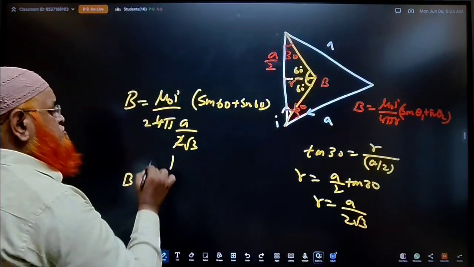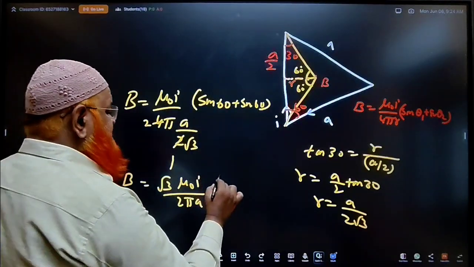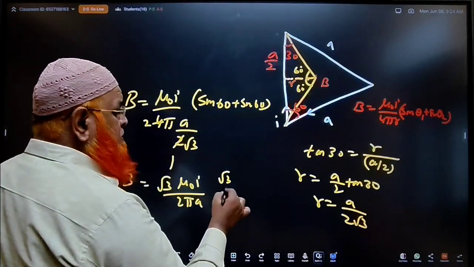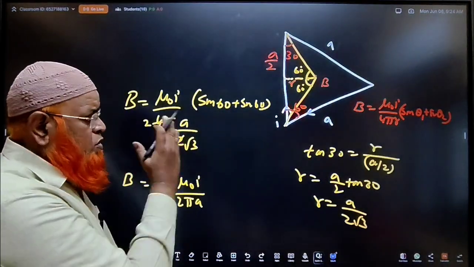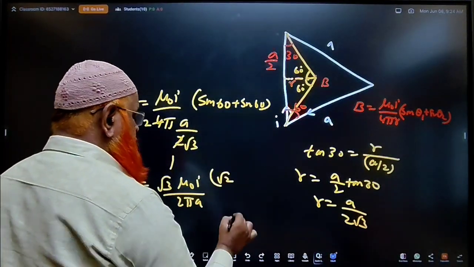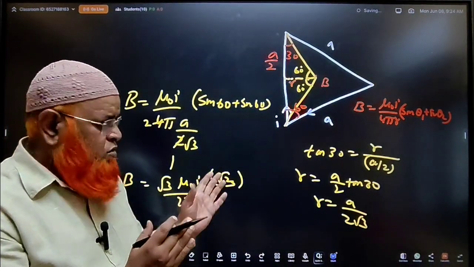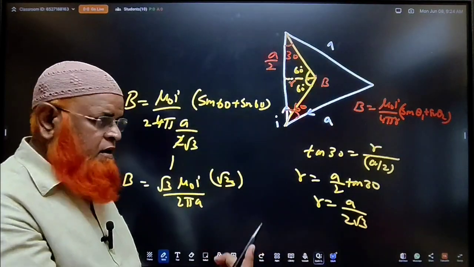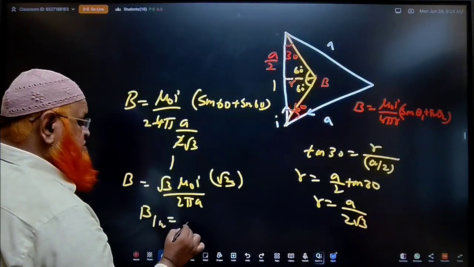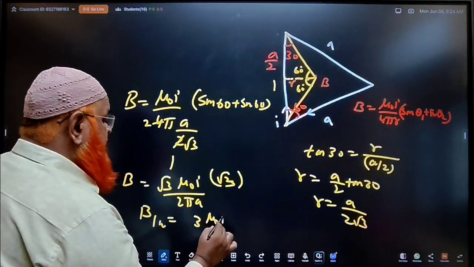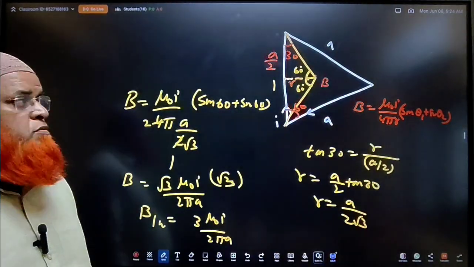So B is equal to root 3 comes to the numerator: root 3 mu naught I by 2 pi A. Sin 60 is nothing but how much? Root 3 by 2 plus root 3 by 2 means how much? Sin 60 means root 3 by 2. Root 3 by 2 plus root 3 by 2 means 2 only. Root 3 only. Am I right? Taking root 3 common, 1 by 2 plus 1 by 2 is 1. Root 3. So the final for a single wire is how much? 3 mu naught I by 2 pi a.